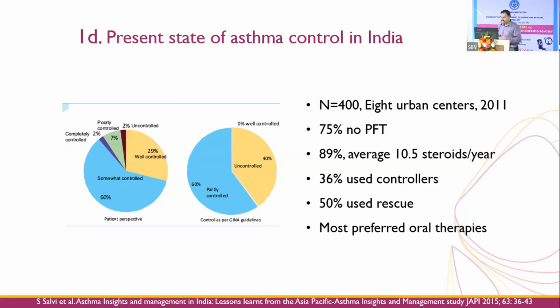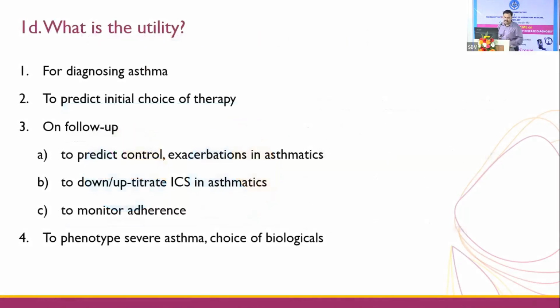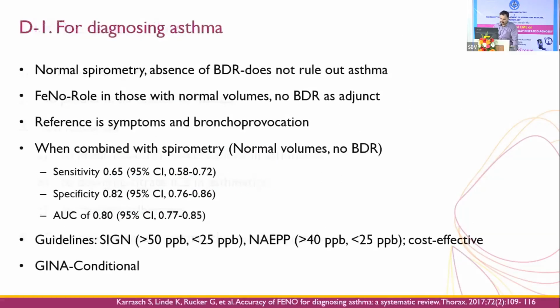I'm hoping that South India is better than North India, but it's unlikely to be markedly different. It's likely to be say 30-40% better, but the data is lacking. And maybe that's one thesis paper for you. So what is the utility then? We can use FeNO to look at different facets of asthma. One is for diagnosing asthma itself, which we'll go to one by one.